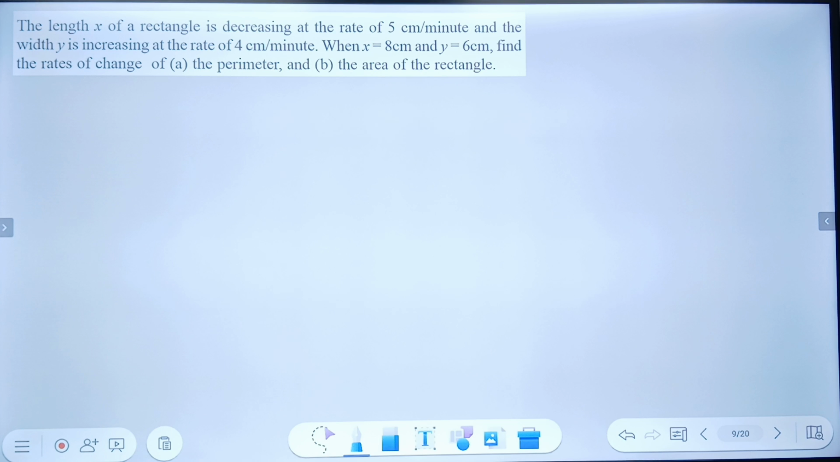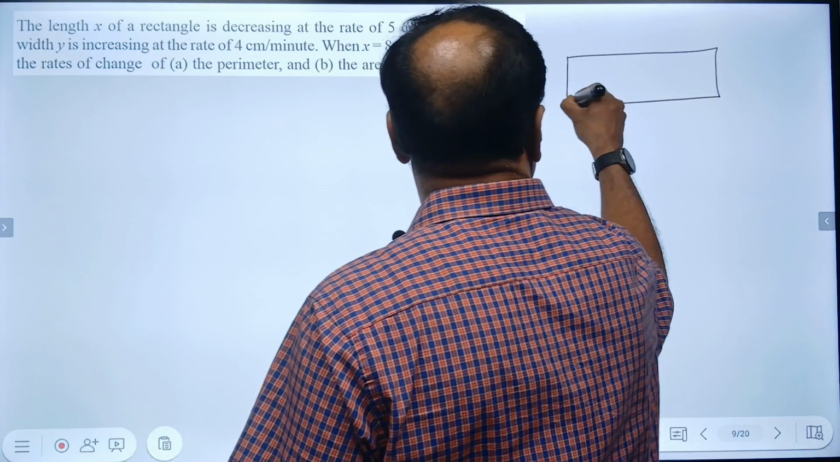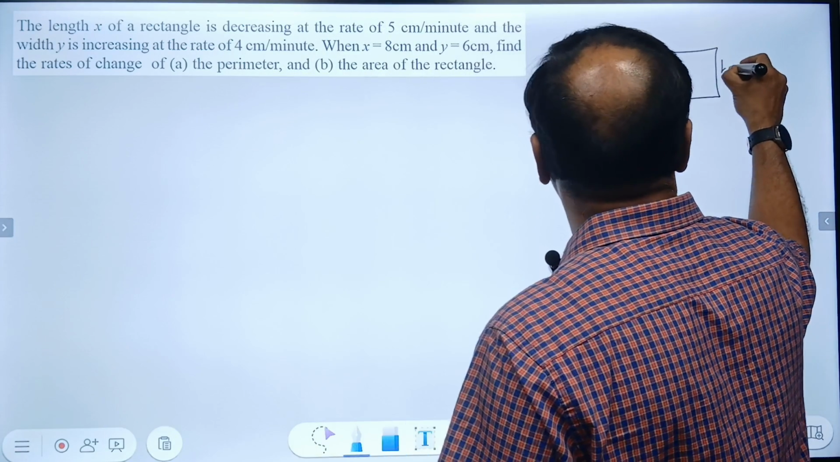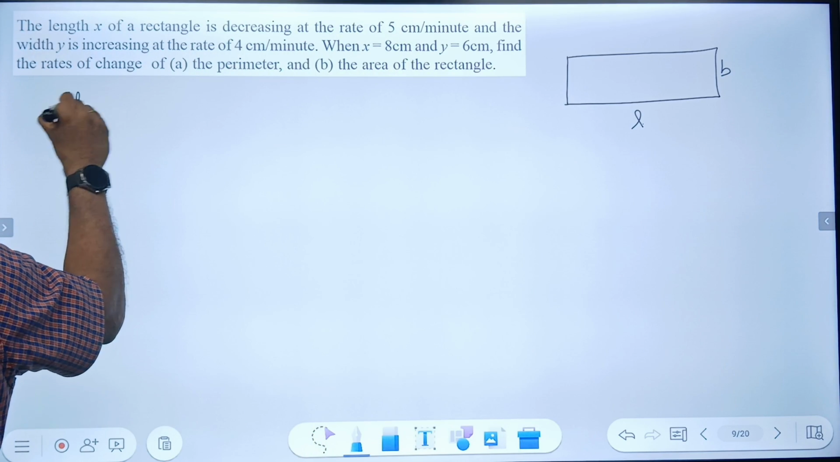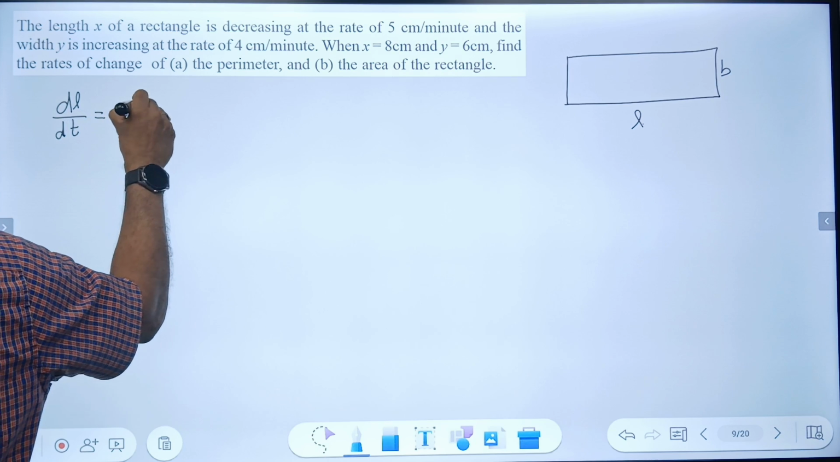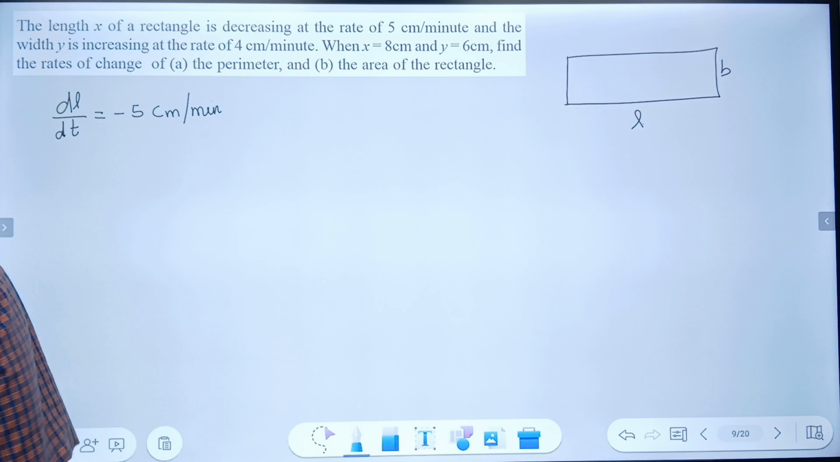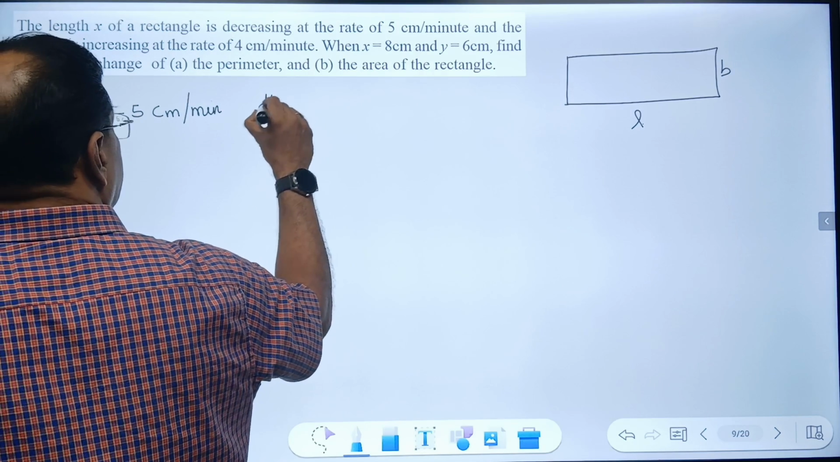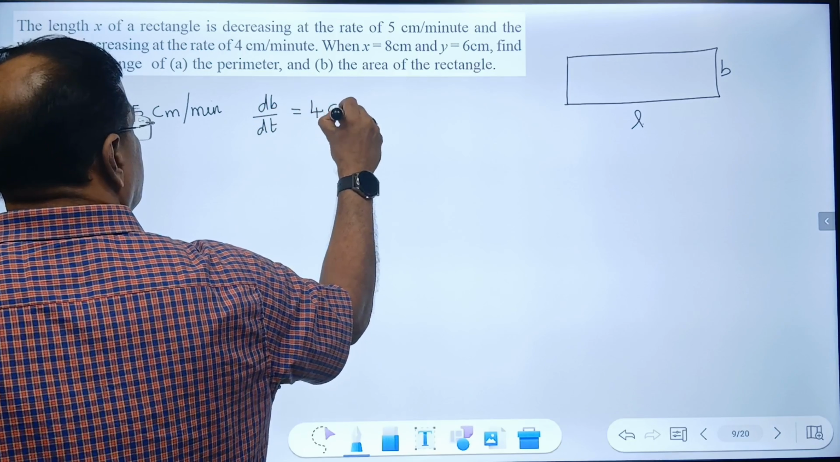Now, the length of a rectangle is decreasing. I take the rectangle length as L and breadth as B. He says that the length is decreasing. So dl by dt. How do I represent decrease? I'll put a minus sign. Centimeter per minute. And the width is increasing. So dB by dt, since it is increasing, I'll put 4 centimeter per minute.